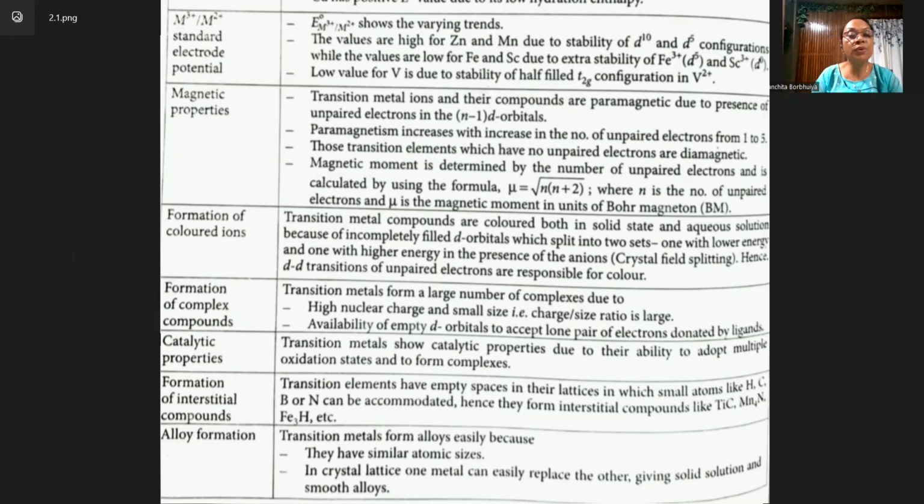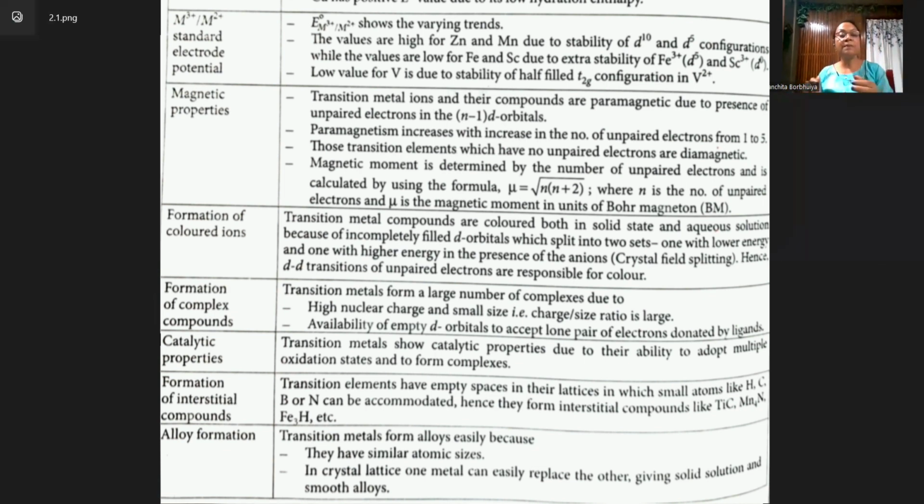Okay. Going on to the next, which is formation of complex compounds. You know that transition metals have high nuclear charge, small size, and high charge to radius ratio. Because of these properties, and also the availability of empty d orbitals, not only d, there would be empty s orbitals also, where the lone pairs of electrons from the ligand could be donated, they form complexes. That is why transition metals form complexes. Remember the points, look into it.